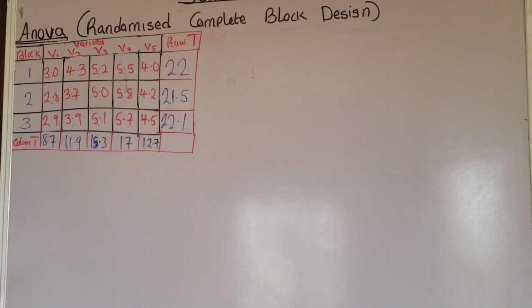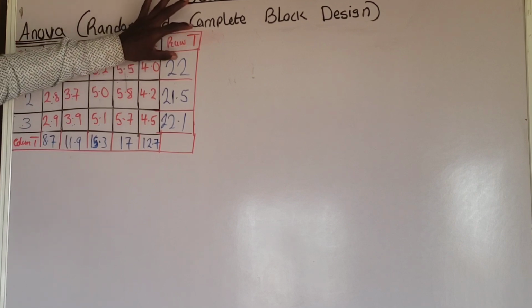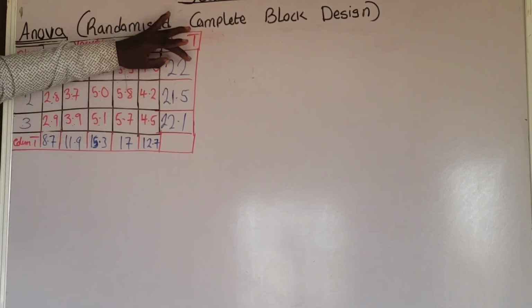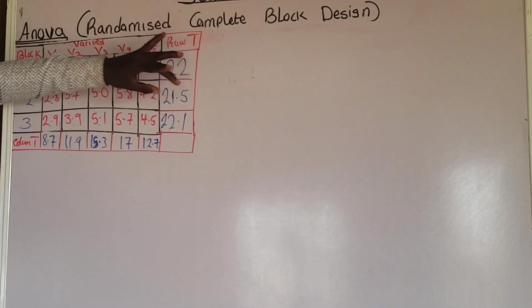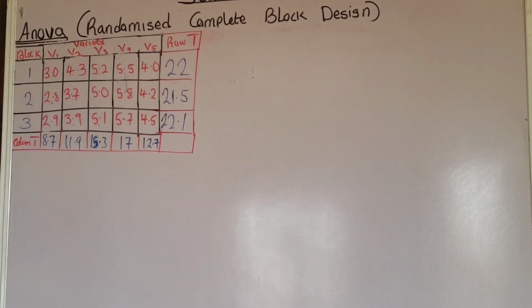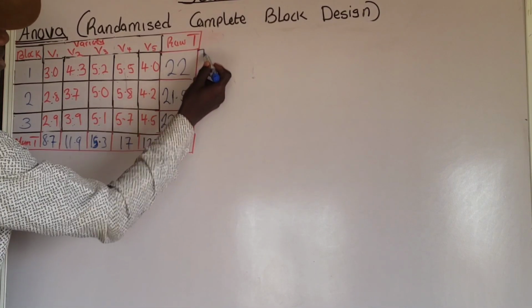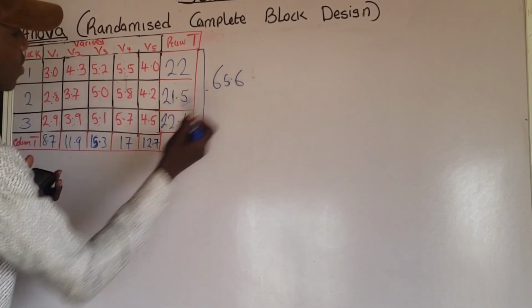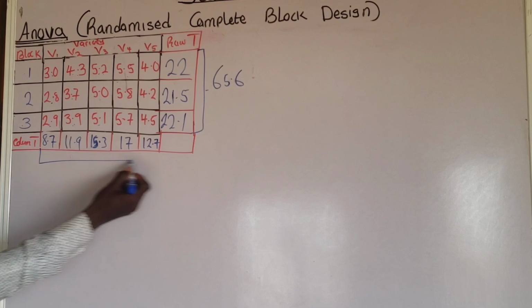total. If you sum this and this together, let's do it now. Take the sum of 22, 21.5 and 22.1. What's the answer? That should give you 65.6. So the sum of the row total is 65.6. Now, take the sum of this as well.